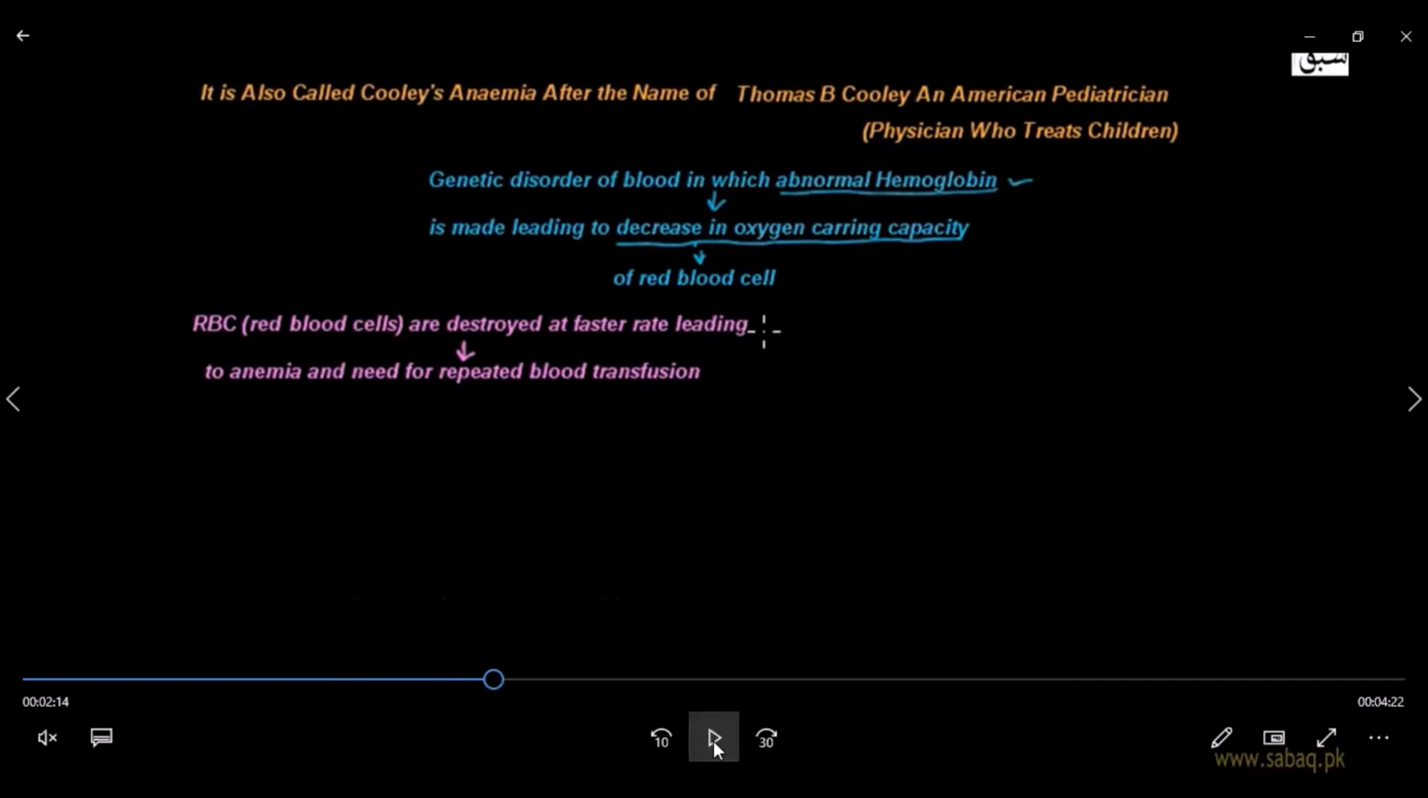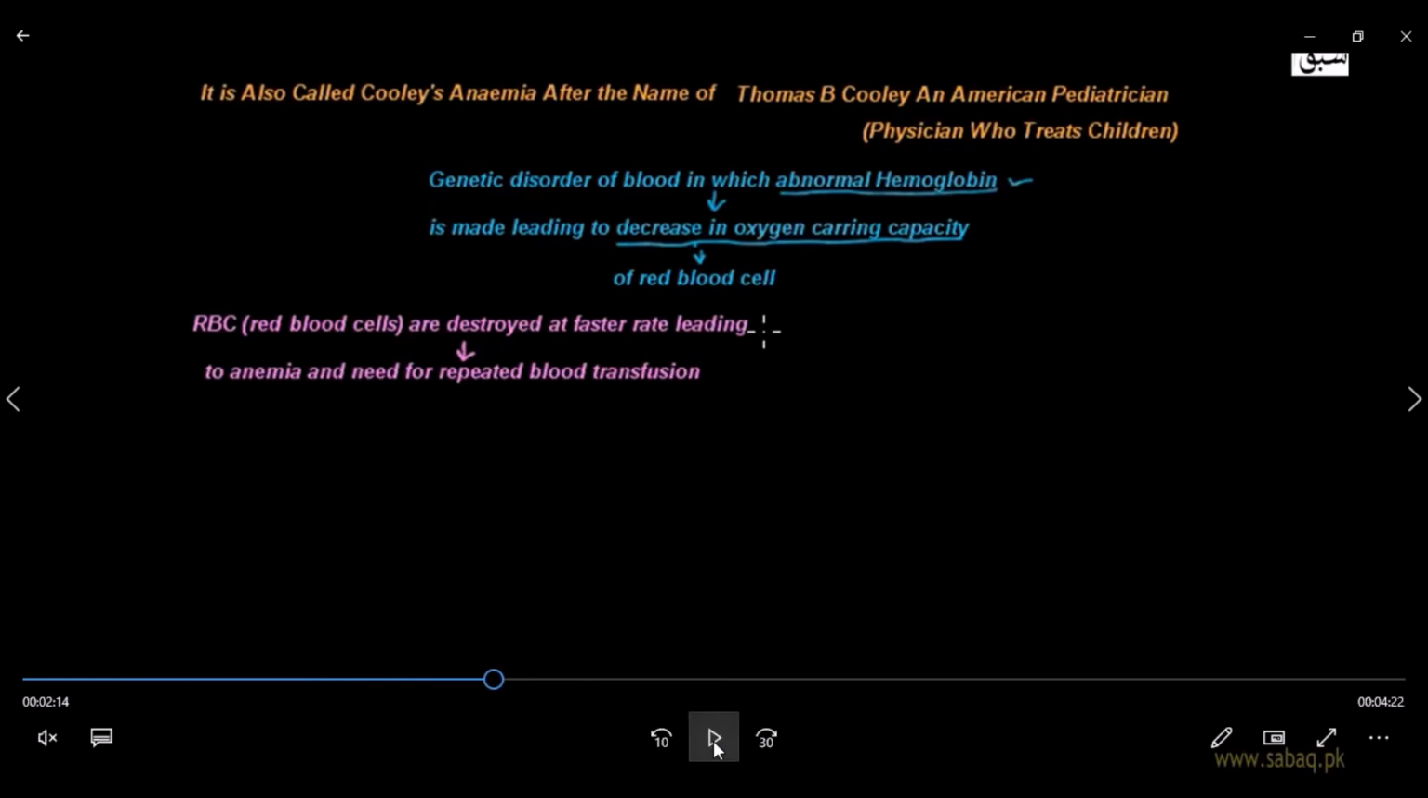When they are destroyed at a faster rate, it means there is a need for new red blood cells to be produced. In the meantime, if there are no RBCs because they are destroyed quickly, and new RBCs will take time to produce, that time will result in a decrease in the RBCs in your blood volume, and that decrease in your RBCs will cause you anemia.